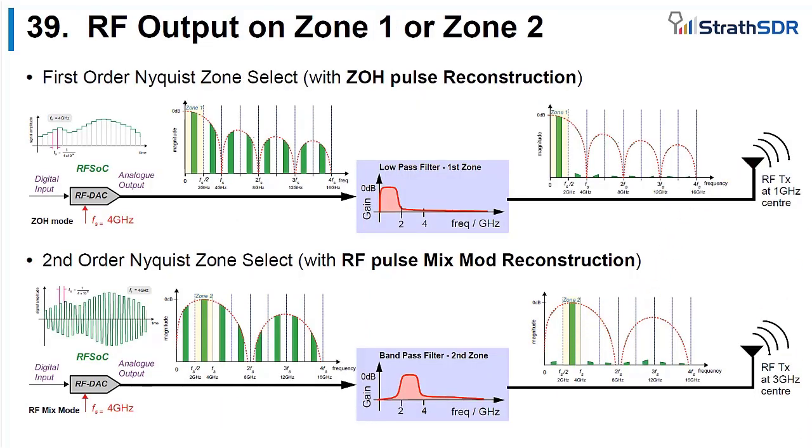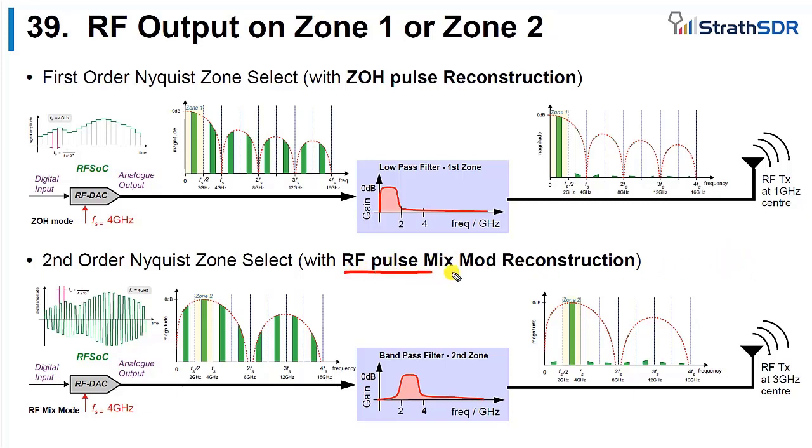So here's the contrasting of what we would do with the zero order hold or the RF pulse mix mode reconstruction. We can see at the top, this is where we started, zero order hold, just targeting energy in the 0 to 2 gigahertz band. So this is the band zone 1 that we want. And the reconstruction filter, the low pass filter, the RF filter, will remove the energy above 2 gigahertz. And of course, I'm using very idealized filters here. Life can be a little bit more difficult in the RF world, but I'm just sketching what we would desire.